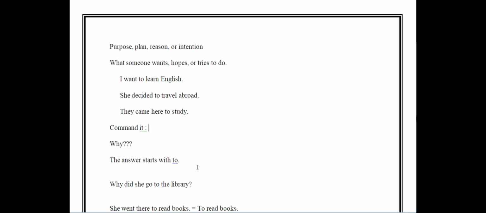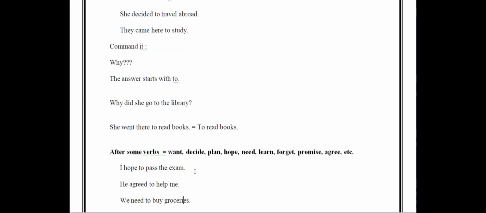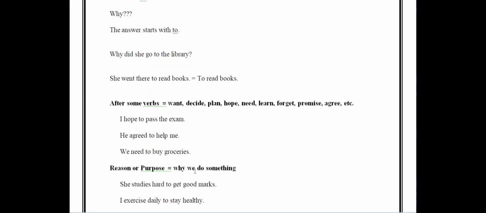Why do you want to go abroad? To travel. Why do you want to come here? To study. Why do you want to learn? What do you want to know about English? So it is to learn. Similarly, the other question: why did she go to the library? She went there to read books. So what is the to plus infinitive?